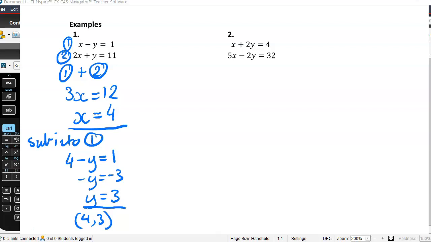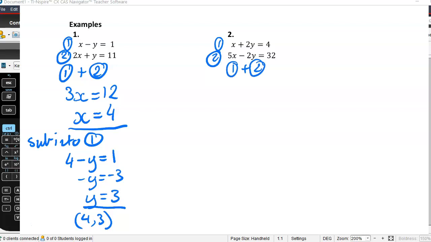Okay, so example 2, I have x plus 2y equals 4, 5x minus 2y equals 32. So again, here I've got that same coefficient for the y. Yes, one's positive, one's negative, but I look at that and go, well, that's pretty easy to eliminate, isn't it? And how can I eliminate them? I'll call that equation 1, equation 2. Again, it's going to be plus, isn't it?